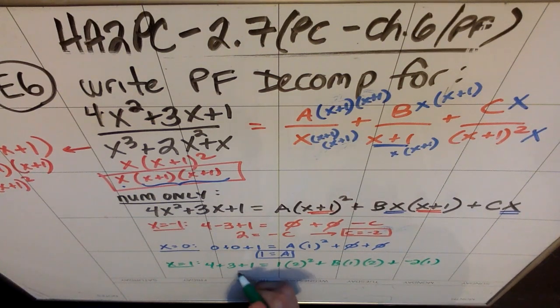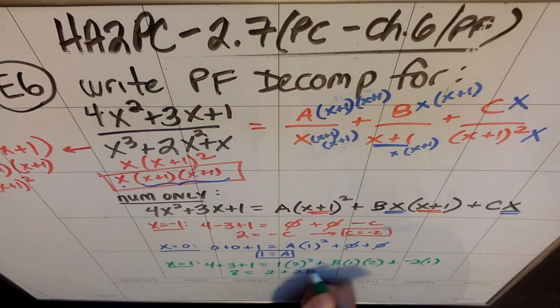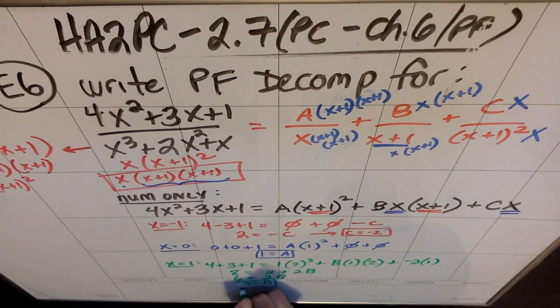So if I clean this up, I get 8 equals, on this side I have a 4 and a negative 2, which seems to be a 2, plus 2b, right? So 6 should be my 2b, so 3 is my b. And that's fine. It's definitely a more involved problem, but it's not awful.